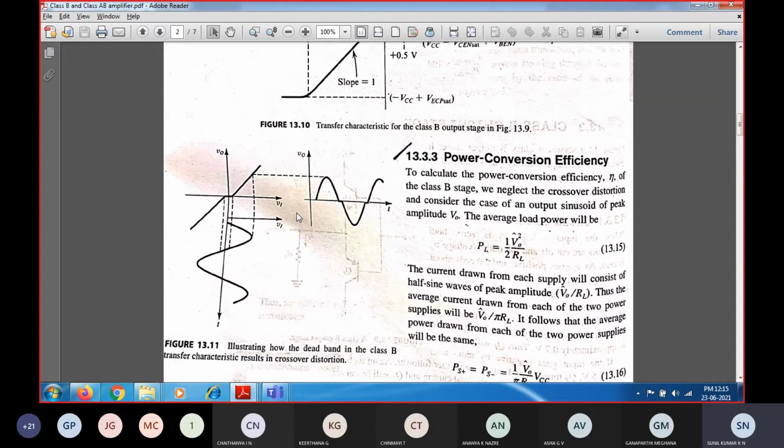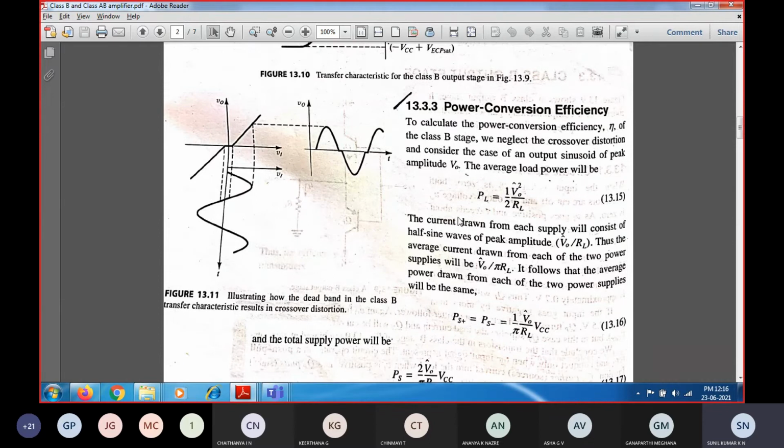Now, in order to find out the efficiency, for any classification of amplifier that is considered, the circuit diagram should be written. After that, the transfer characteristics must be there, and the power conversion efficiency must be there, as well as the power dissipation. These are the four important points that you need to remember whenever any classification of amplifier is considered, so class A as well as class B. Then, if we consider the power conversion efficiency, what is the expression?